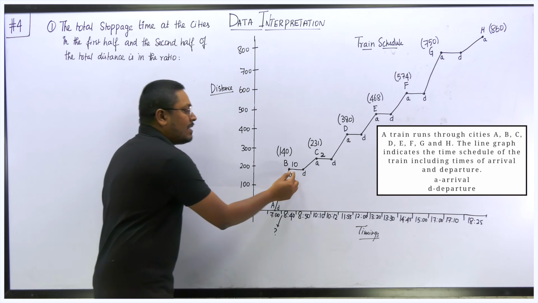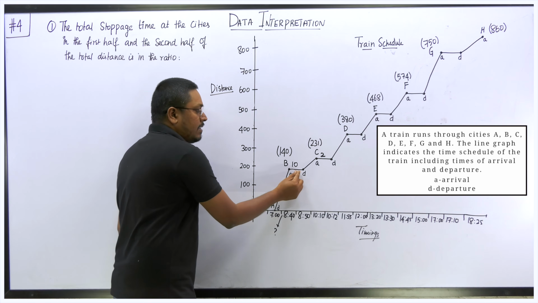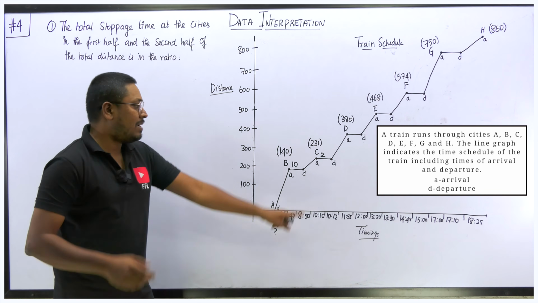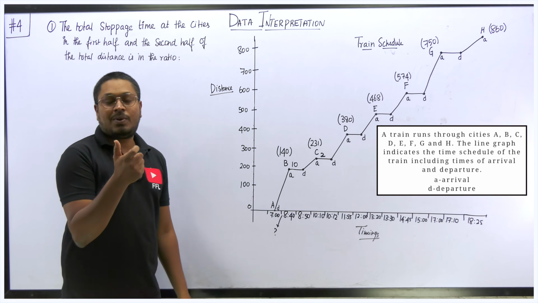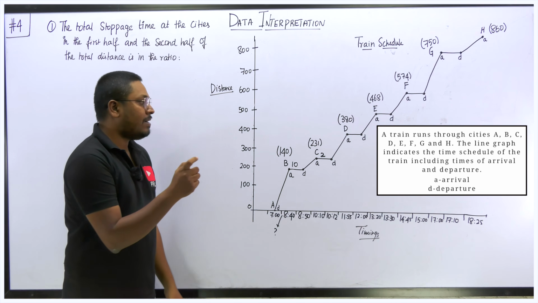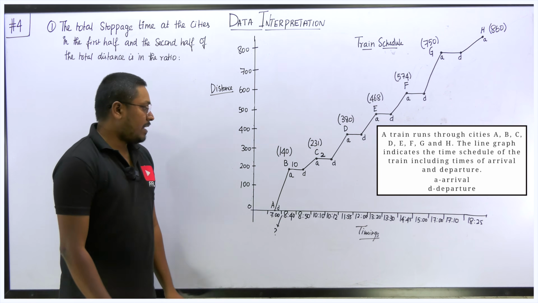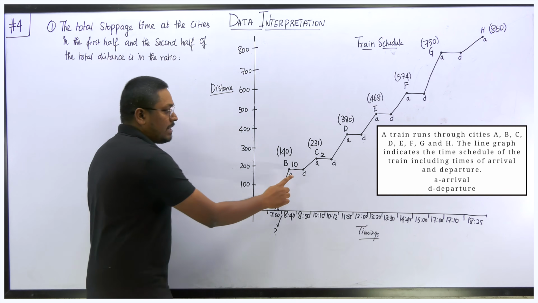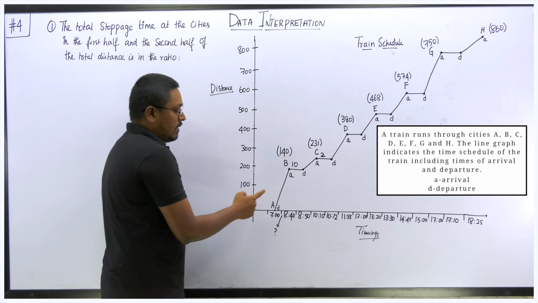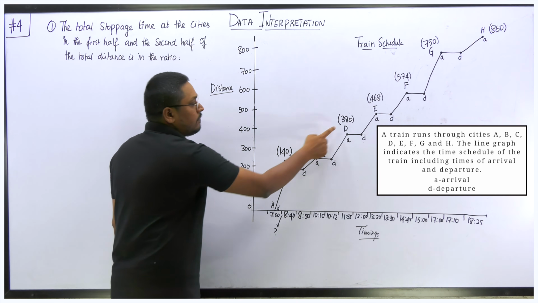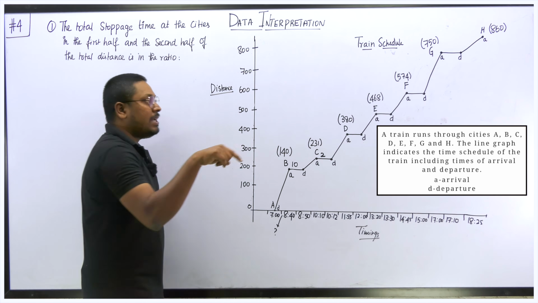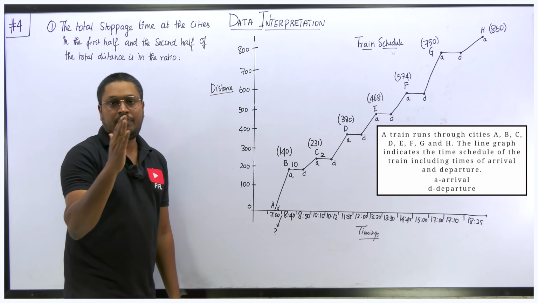So stoppage time is nothing but the rest time, right? At each station, the train has rested for 10 minutes, 2 minutes, what we find initially. That is called the stoppage time. So we have to split these total 8 cities into 2 halves and find the ratio. So totally how many cities? 1, 2, 3, 4, 5, 6, 7, 8. So totally 8 cities. So we can split into 4 and 4.